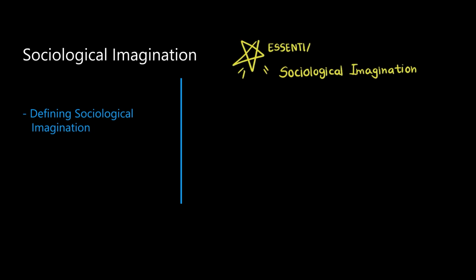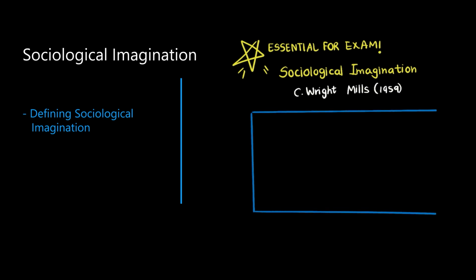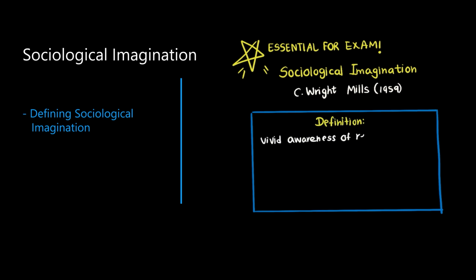Now let's talk about one of the most important concepts in all of sociology, the sociological imagination. This term was created by C. Wright Mills in 1959, and it's absolutely essential for your exam. Mills defined the sociological imagination as the vivid awareness of the relationship between personal experience and the wider society.